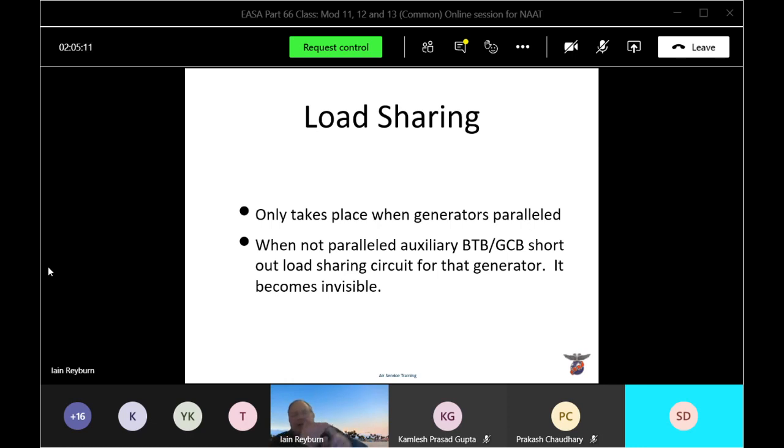So just to highlight, active load is controlled by a load controller, and that will modify the torque in the constant speed drive unit. Reactive load is measured by a mutual reactor, which will modify the excitation voltage by the voltage regulator. And what's the purpose of the auxiliary contacts? When a generator fails, it shorts it out, making it invisible.